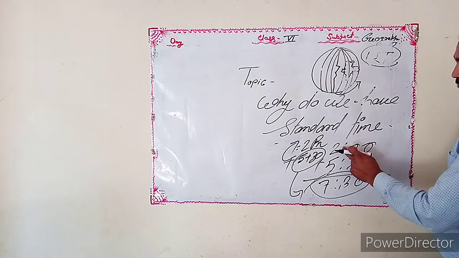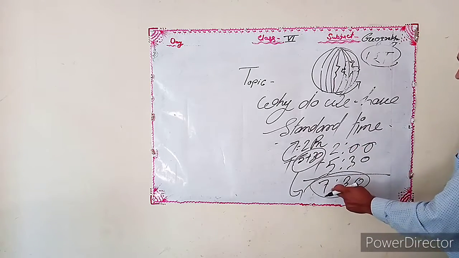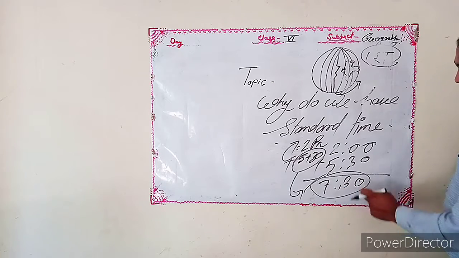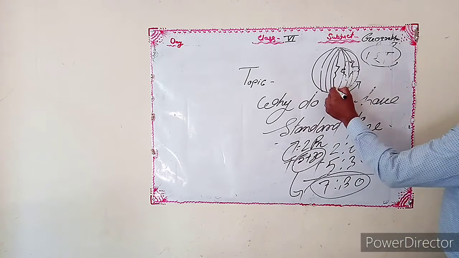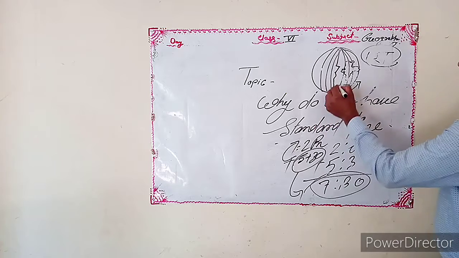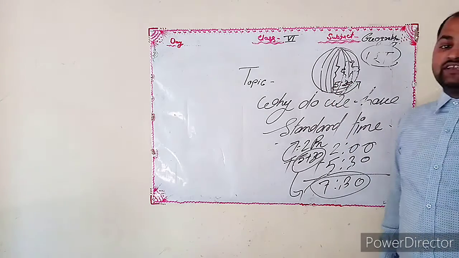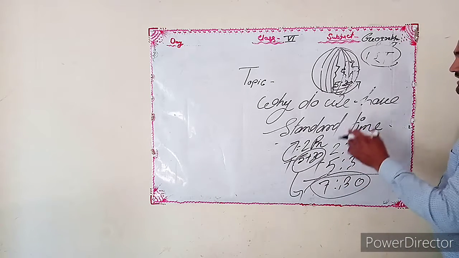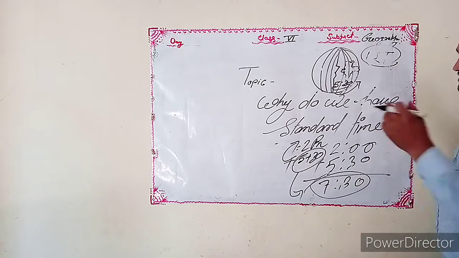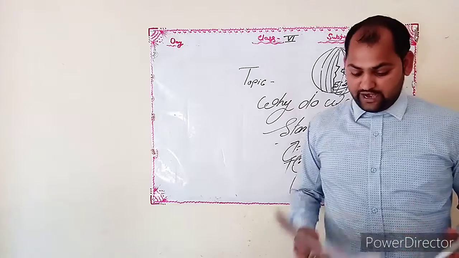London time was 2 p.m. and in India the time will be 7:30 p.m., because the time will be added here. How many? 5 hours 30 minutes. You should add 5 hours 30 minutes to the time of London. That will be the time of India.